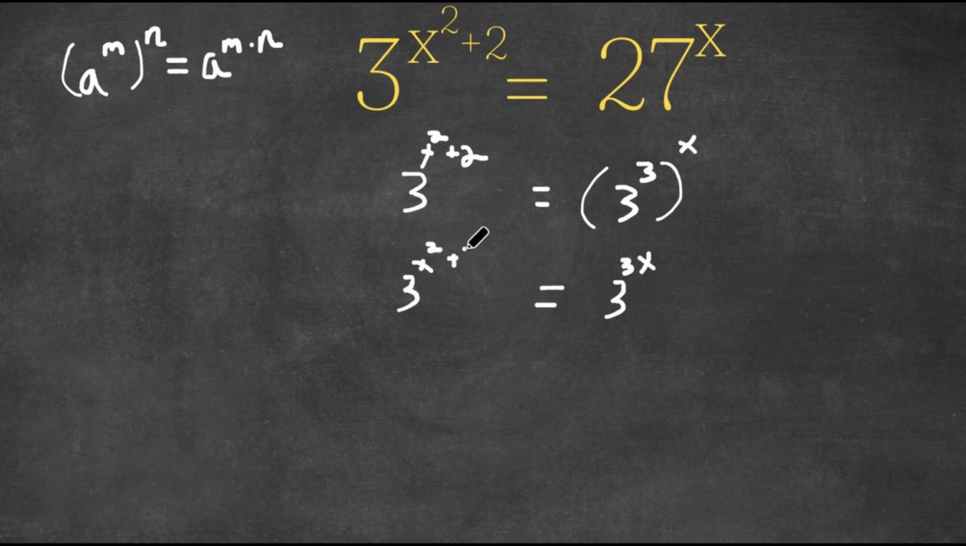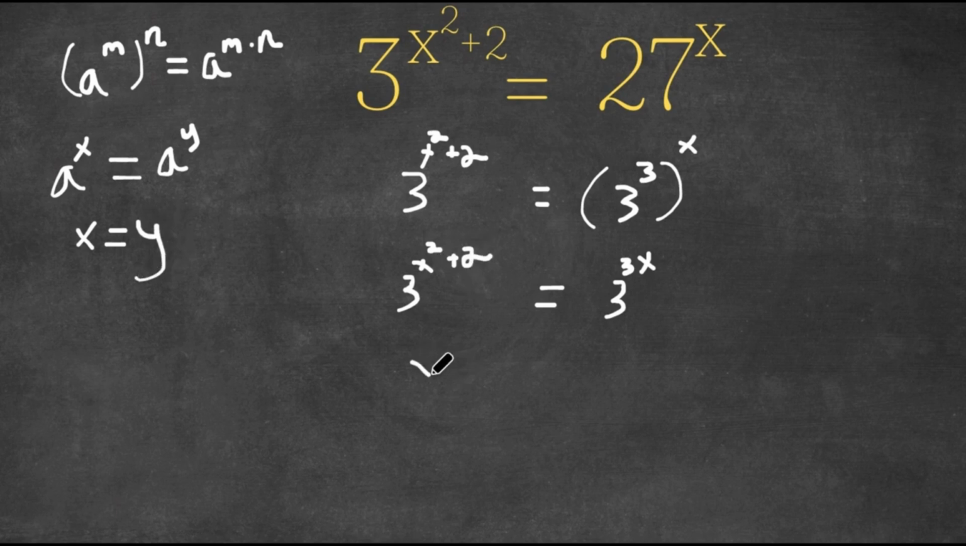Now, because our bases here are the same, that means our exponents are the same as well. Because if we have a to the power of x equals a to the power of y, this means that x is actually equal to y. So that means that x squared plus 2 is equal to 3x.